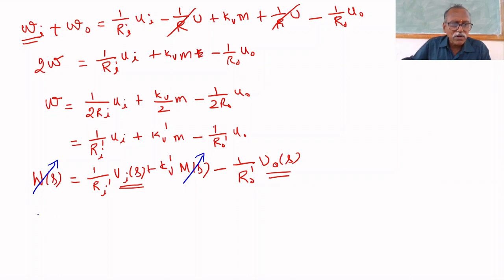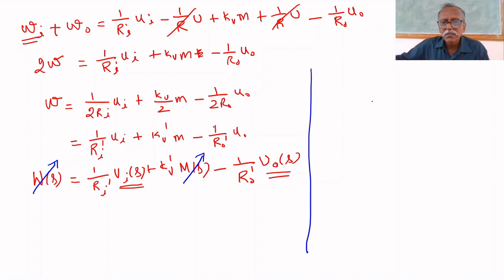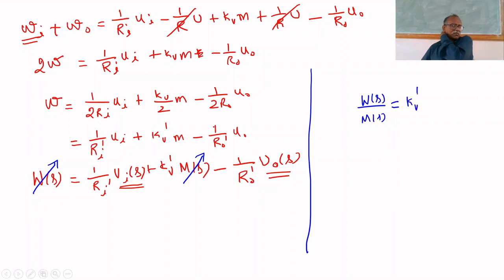Therefore, the mathematical model is outflow rate, that is W of S upon M of S, by manipulating the valve, that is valve opening, equal to Kv dash. What is the order of the system? Zero order. There is no dynamics involved. Mathematically, we got zero order for the flow process.